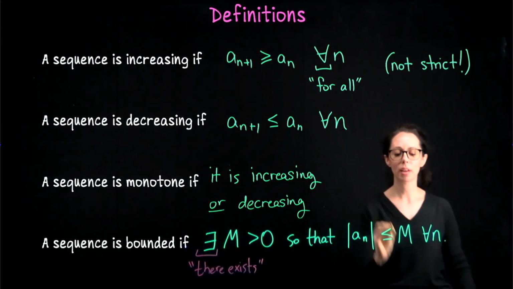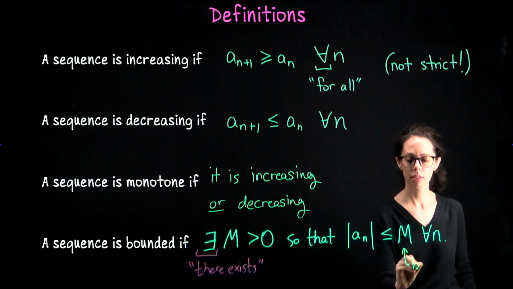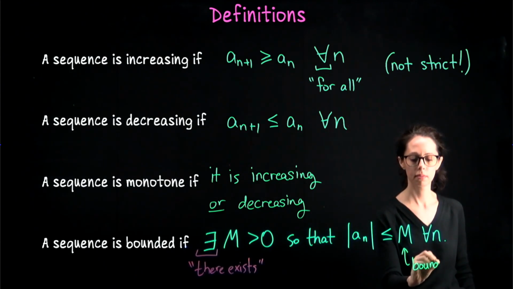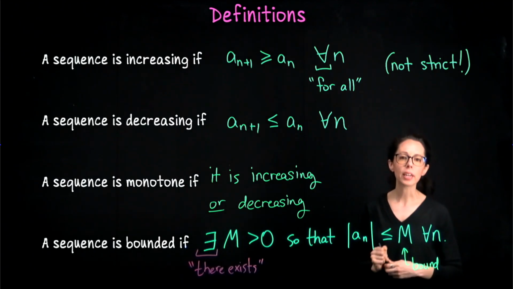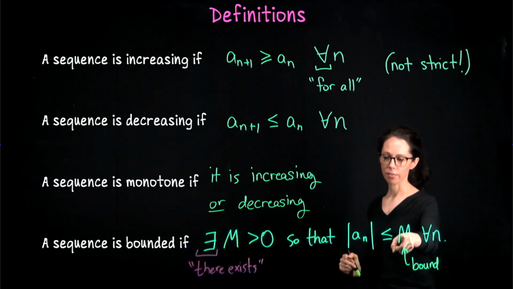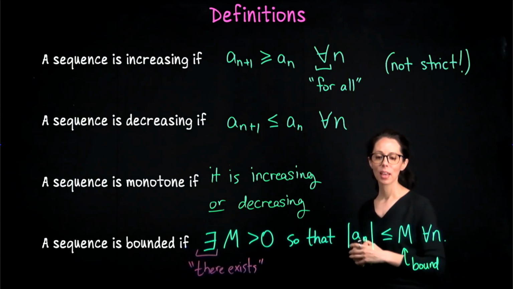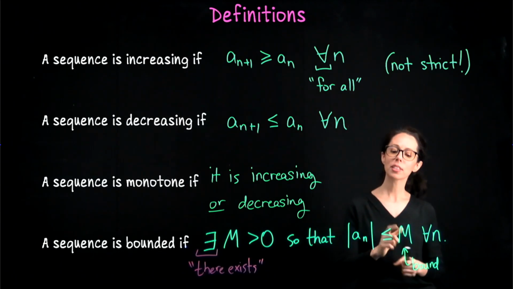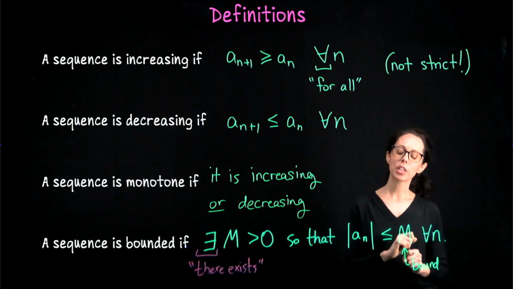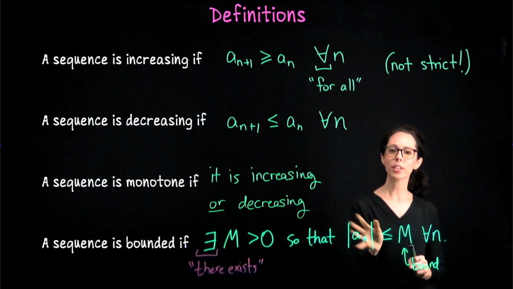This number m is called a bound. And there's no unique choice for m. So if m works, so does m plus 1. It would also satisfy this inequality by default. So to say that a sequence is bounded, you just need to find one good bound, which is greater than or equal to the size of every term in the sequence.